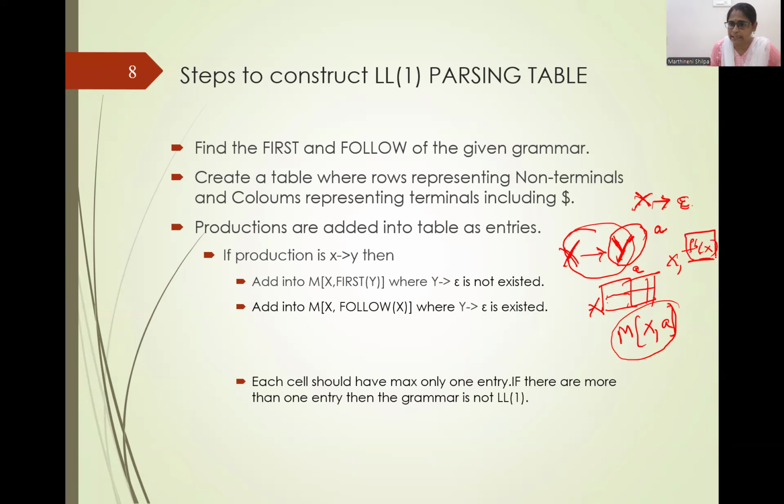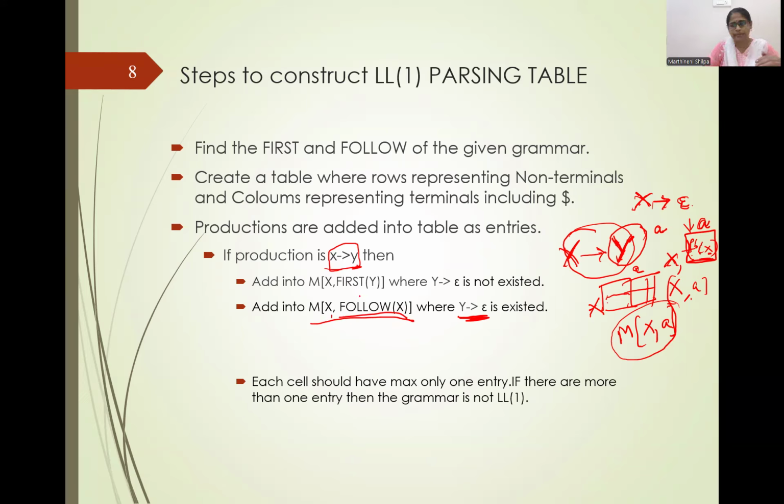Follow of X is going to be a set of some terminals. For example, if a is a terminal in the follow set of X, then this production X deriving epsilon will make an entry into the table cell X comma a. Whenever the right hand side of the production is deriving epsilon, the entire production will make an entry into the table at M of X comma follow of X. So the entry will be made like this.